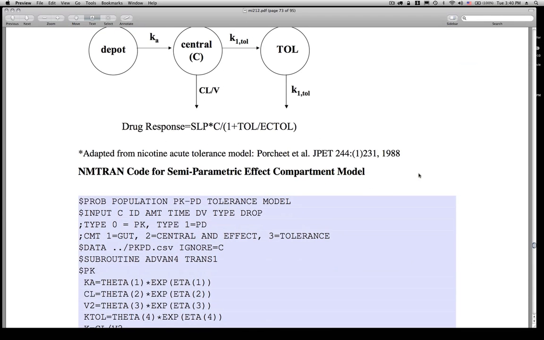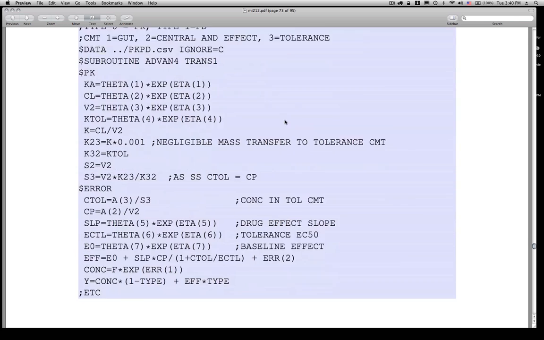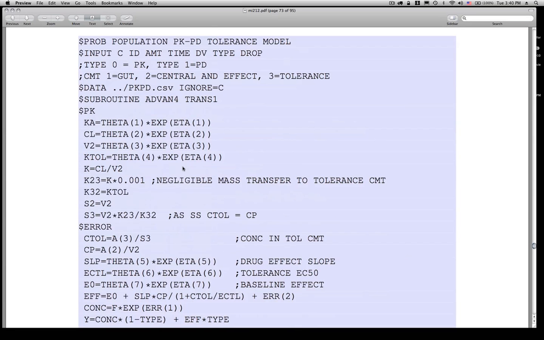Can you relate the K32, K23 in the model to K1 tall in the figure? Yeah, sure. So K23 is K1 tall. K32 is this K1 tall. Or I'm sorry, K tall 0. And so what we end up with is K23 fixed to some negligible mass transfer, and K32 is estimated as the K tall. Just like the effect compartment concentration.